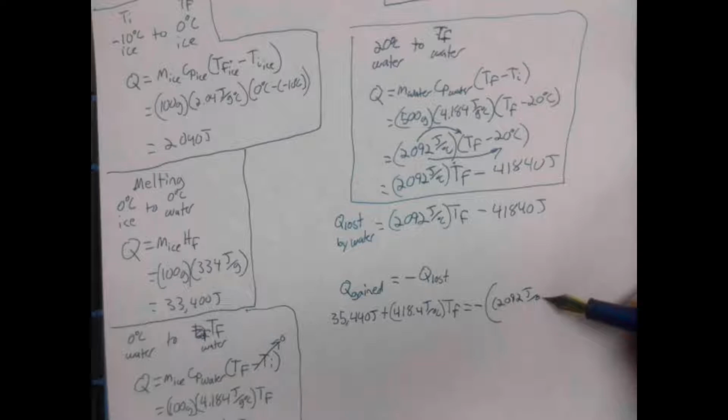So this becomes negative 2092. I'm going to start reading off units. Tf, negative and a negative becomes a positive, 41840. And on this side we have 35,440 plus 418.4 Tf. We need to combine like terms. So moving this over to this side. So we're going to add 2092 to both sides.